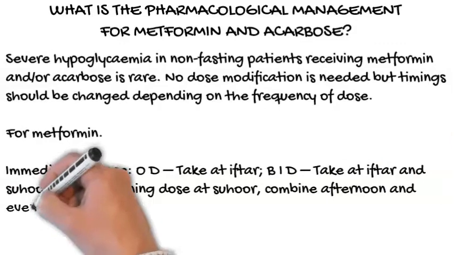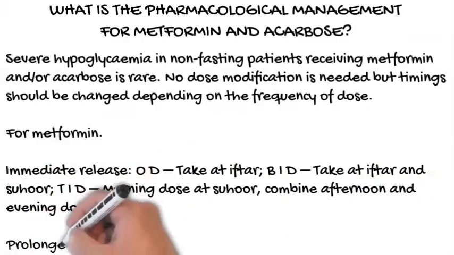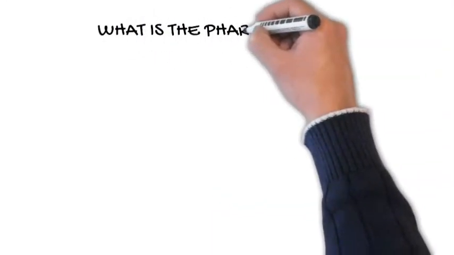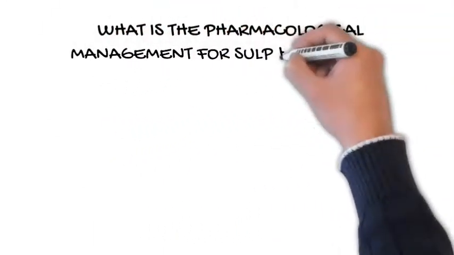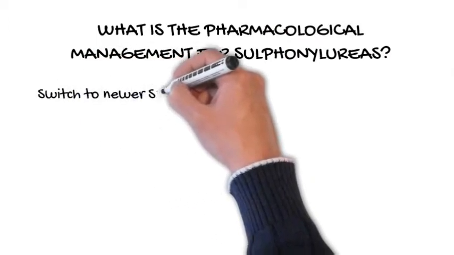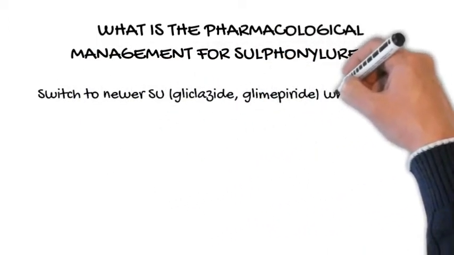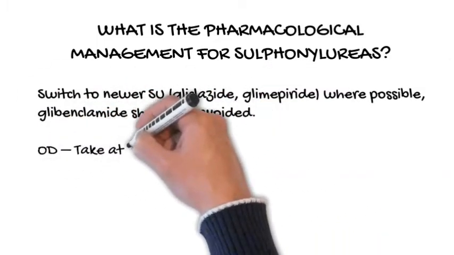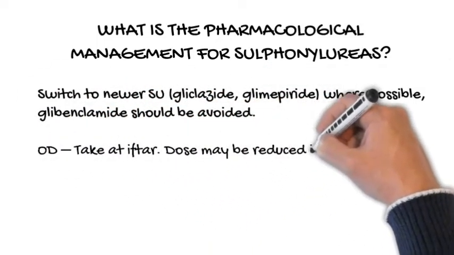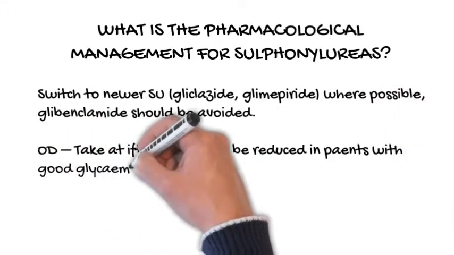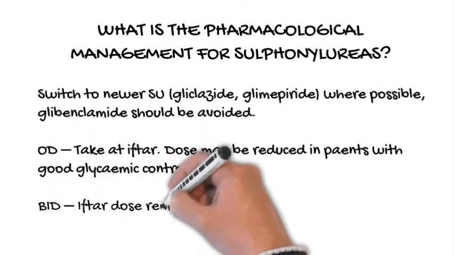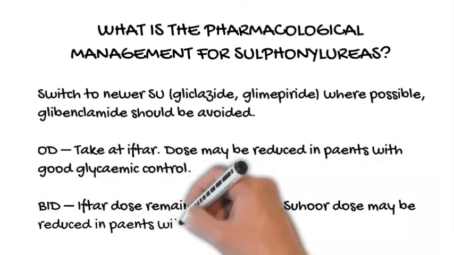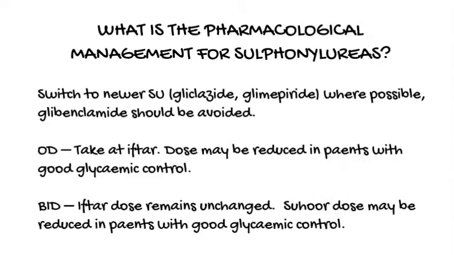No adjustment to TZD medication is needed during Ramadan and doses can be taken with iftar or sahur. What is the pharmacological management for sulfonylureas? Switch to newer SU, gliclazide, glimepiride, where possible; glibenclamide should be avoided. OD, take at iftar. Dose may be reduced in patients with good glycemic control. BID, if the dose remains unchanged. Sahur dose may be reduced in patients with good glycemic control.